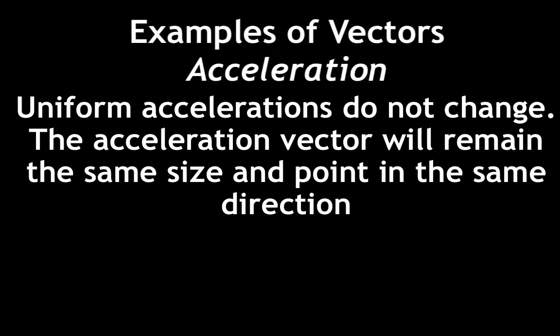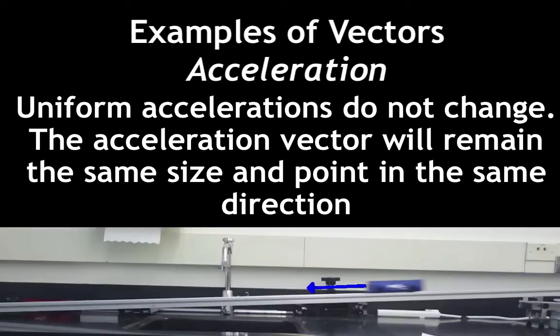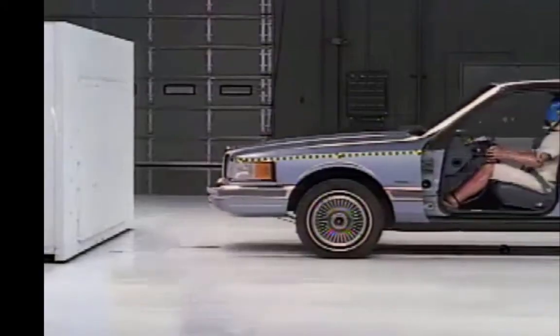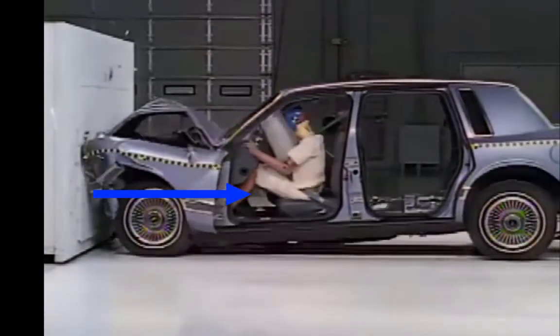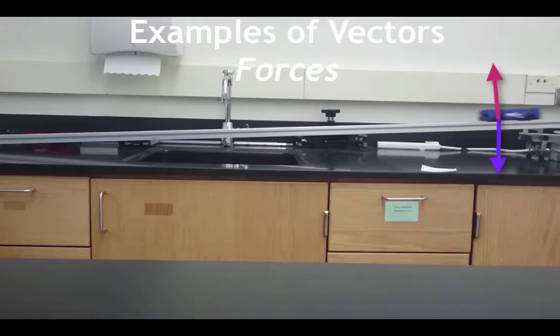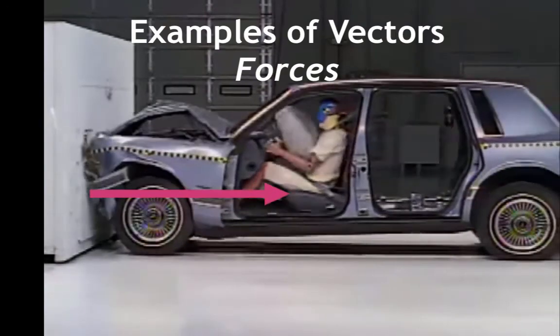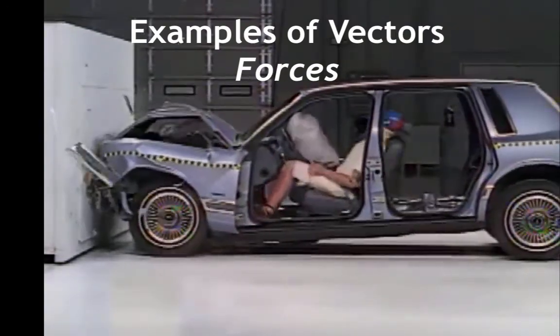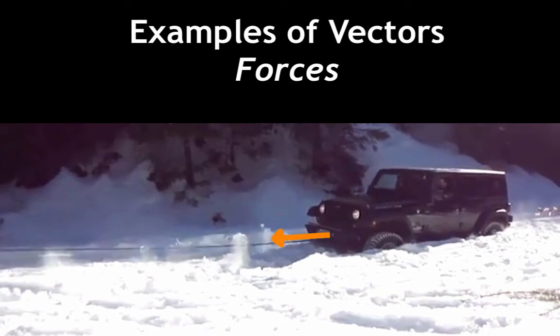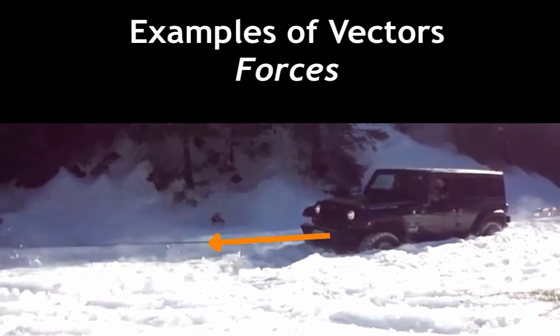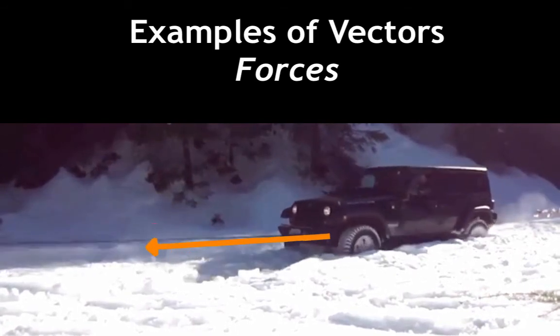Next example will be acceleration. The last example is forces. Again, focus on what the vector arrows are telling us. Are they changing? What does that mean? Are they staying the same? Which direction do they point? Does this make sense? These are questions you should ask yourself.